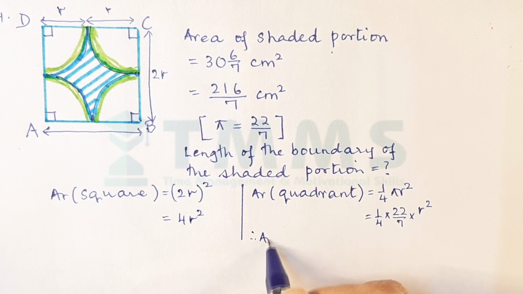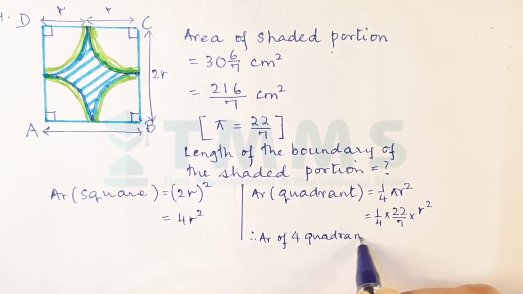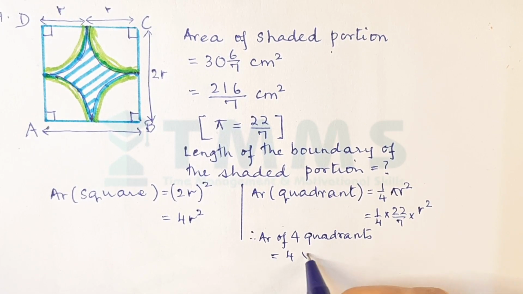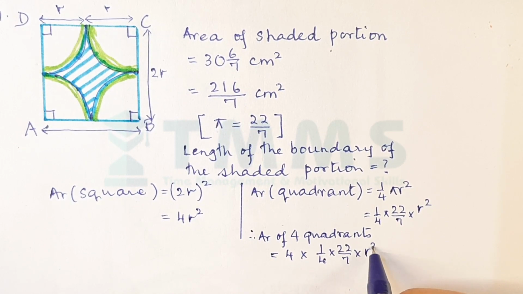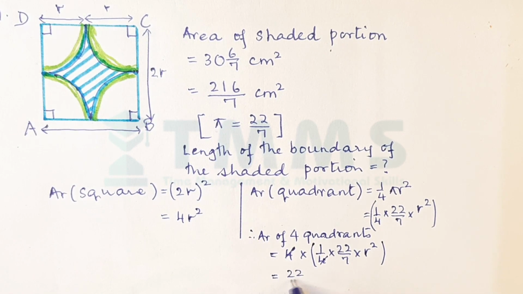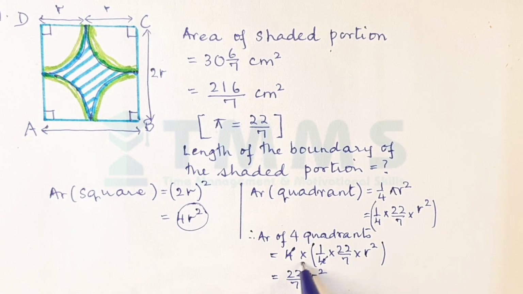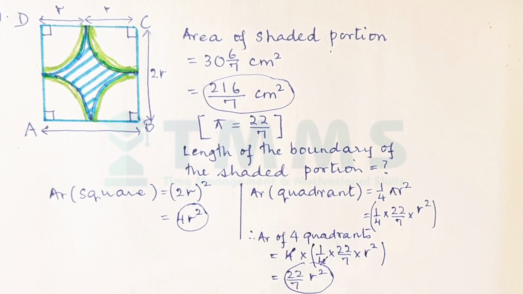And therefore, the area of 4 quadrants won't that be 4 multiplied by 1/4 into 22 upon 7 into R squared? We write this quantity out here. 4 gets cancelled and what we will get is 22 upon 7 R squared. Got that? Now connect this and this with this. Tell me, how will you connect it?